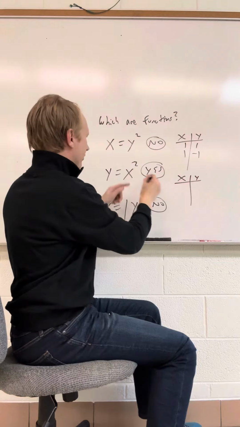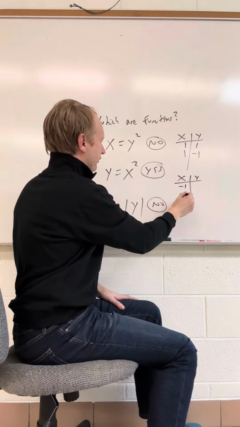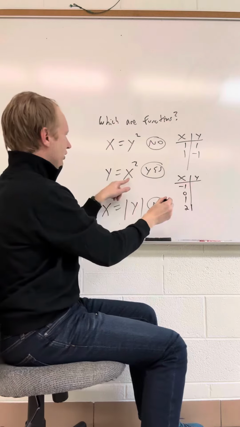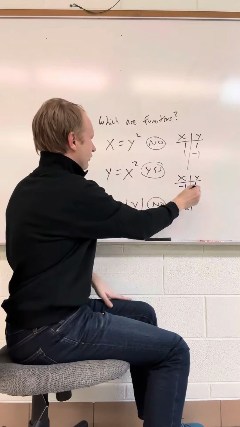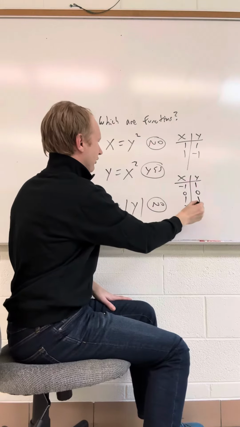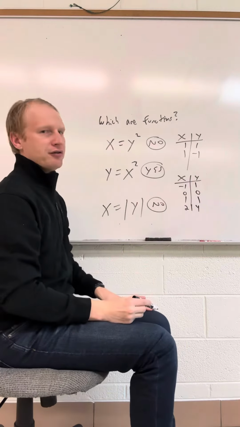For this one, if I make a table down here, we're going to put numbers in for x. It doesn't matter if I put a negative, a 0, a 1, a 2. We get a unique value for y, right? So -1 squared is 1, 0 squared is 0, 1 squared is 1, 2 squared is 4. So you don't get any repeating x's.